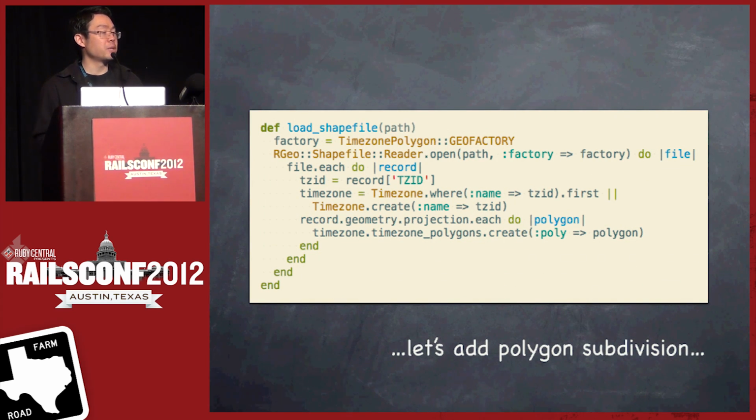Sound complicated to implement? Well, not really. This was our original code here for reading the shapefile and populating the time zone database. We're just going to add the segmentation to this process. Now, when we read a polygon from the shapefile, instead of throwing it directly into the database, what we're going to do is run our 4-to-1 subdivision on it first until those polygons are small enough, and then throw those in the database.